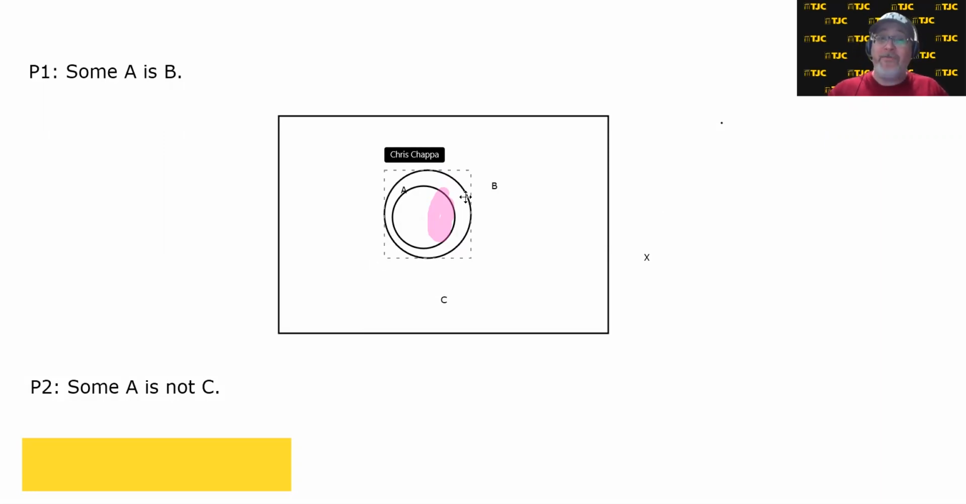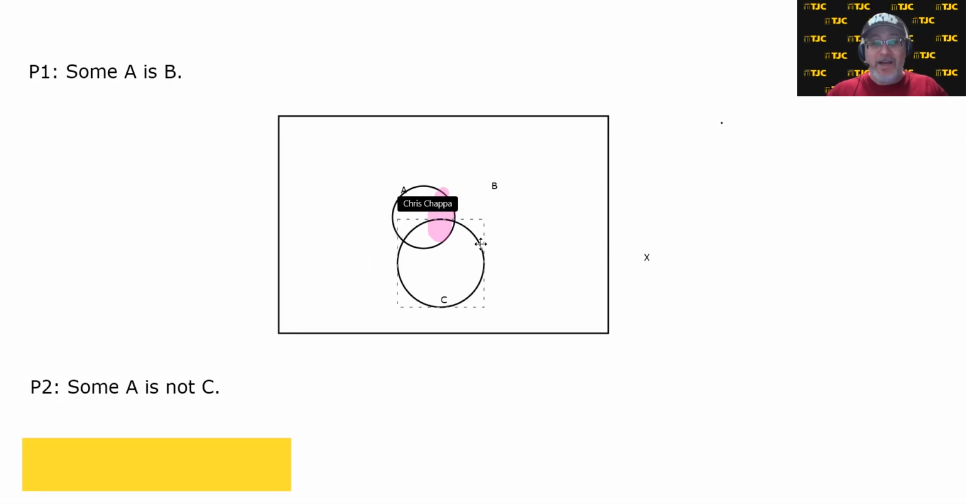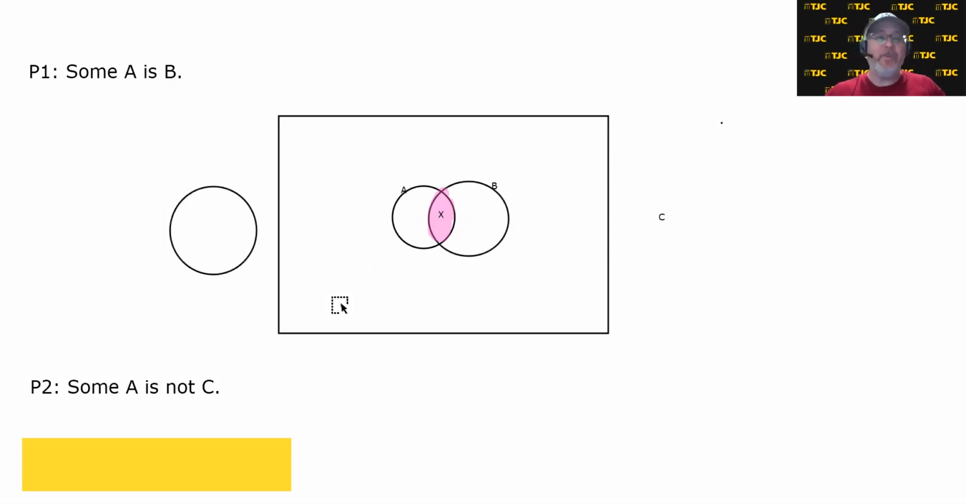According to this picture, every A is in C. So keep that in mind as we move forward. Let's bring back the B circle. I know it's here somewhere. There it is. All right.